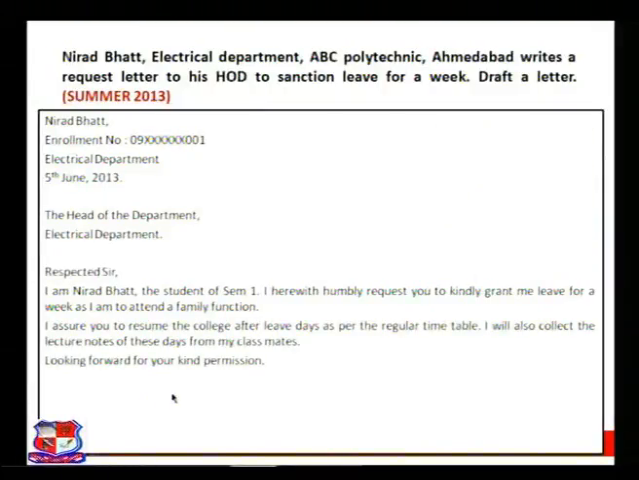Again, in the last line you can say, looking forward to your kind permission. Faithfully yours, Nirad Bhatt. So this is a letter. Again you can say here that the signature will come. Correct? This letter.